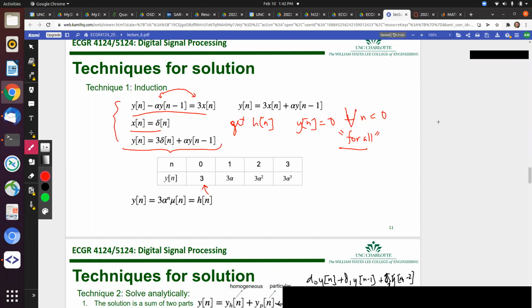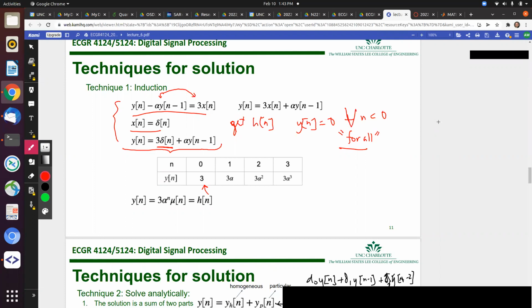Now, for y of 1, we have 3 delta of 1. In fact, for all subsequent values of n, you have delta of a non-zero value, so this term will just not be part of it. Therefore, you have alpha times y of n minus 1 for all these terms. So it's alpha times whatever y of 0 is. So it's 3 alpha. Then it's alpha times 3 alpha, then it's alpha times 3 alpha squared.